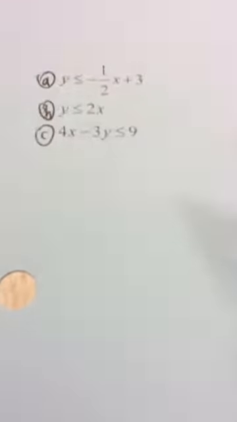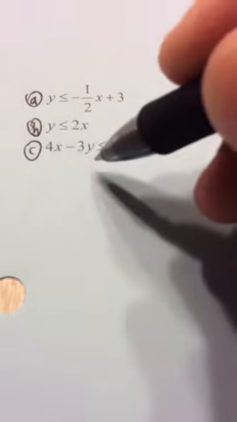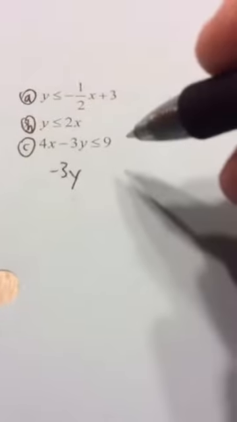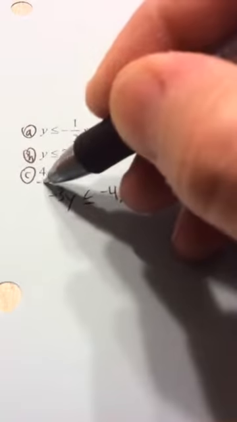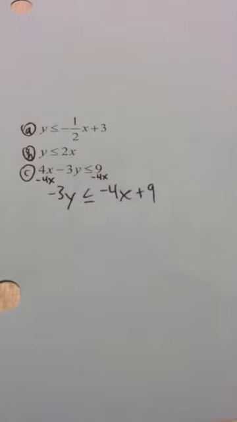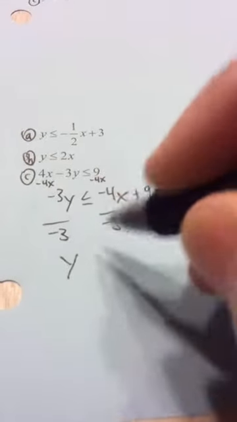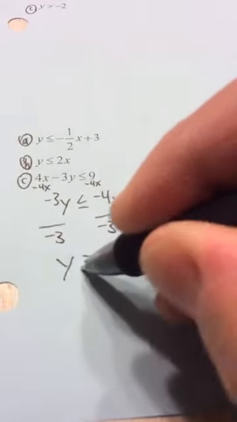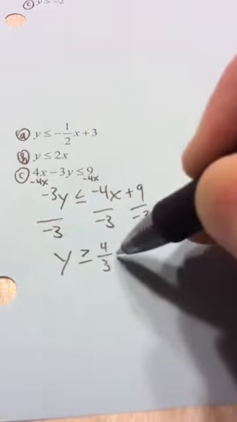So here we go again, holding the iPad, very difficult to do. Okay, so the first one is set up, the second one is set up, the third one, if we add 4x to both sides, of course, we should subtract 4x from both sides. That's better. Then we're going to divide everything by negative 3. When we divide by negative, remember the inequality sign switches.